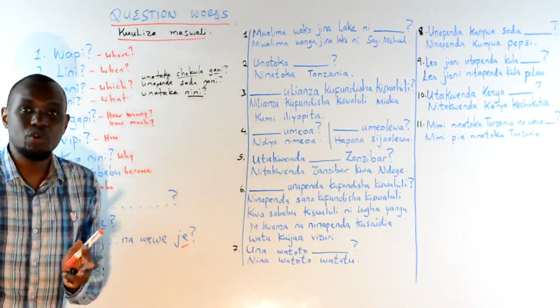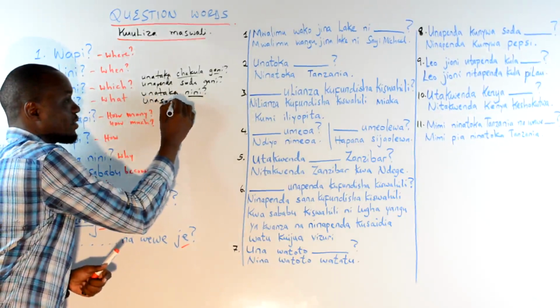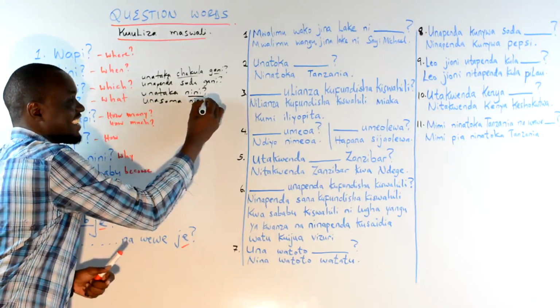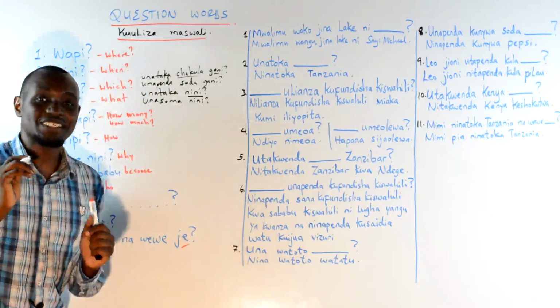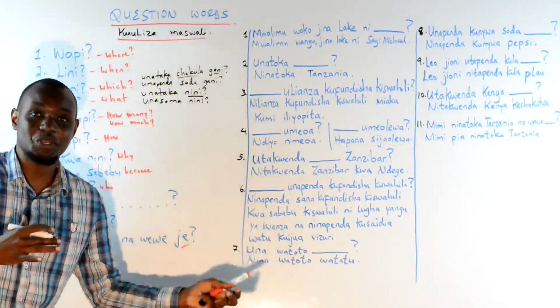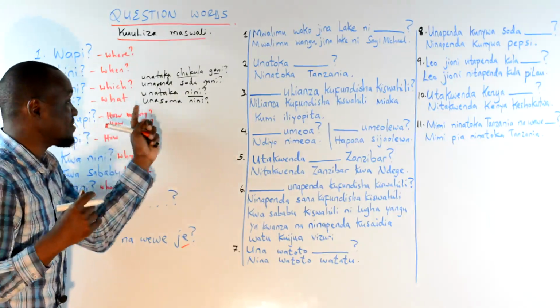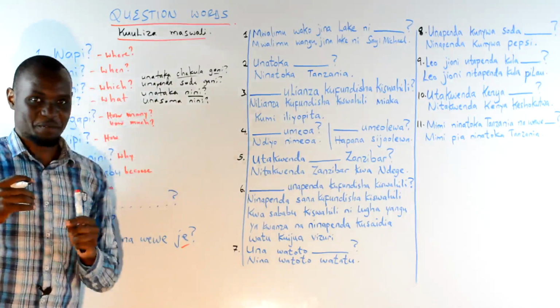Another example. What are you reading? We'll say unasoma nini. Unasoma nini is what are you reading? And then you say, I'm reading a book. Ninasoma kitabu. I'm reading a newspaper. Ninasoma gazeti. So what are you reading is unasoma nini?